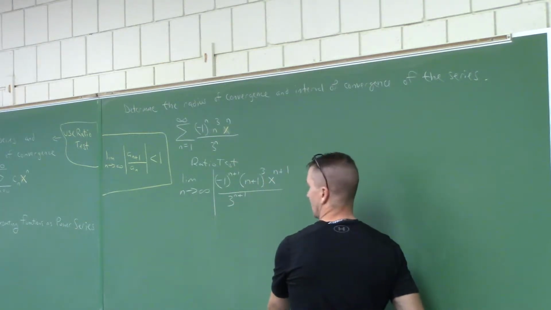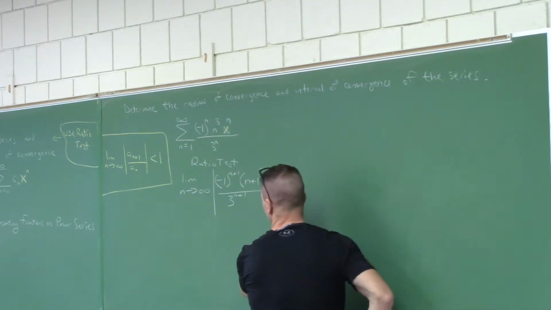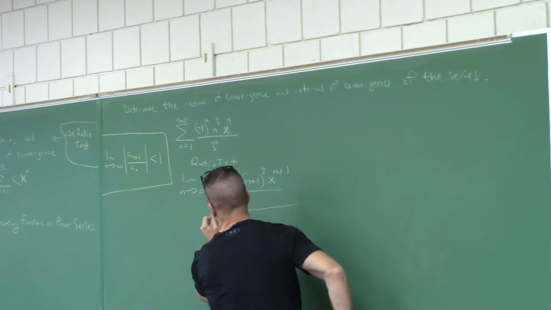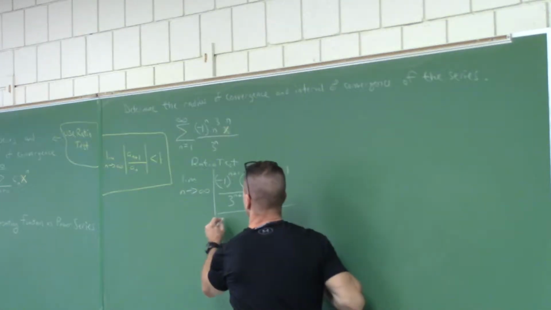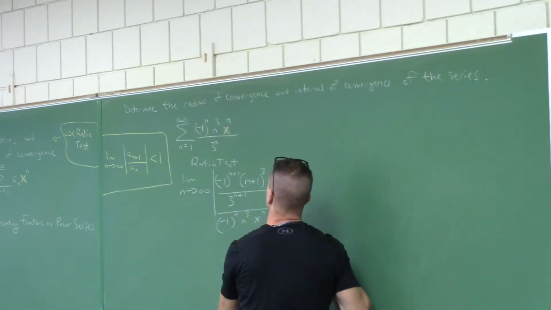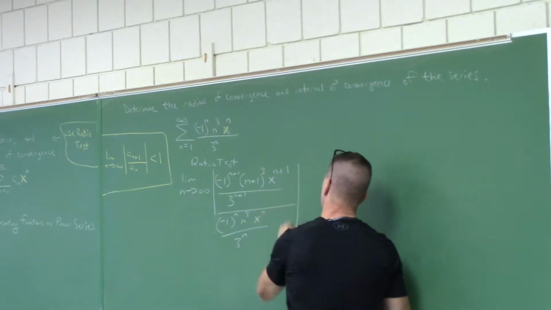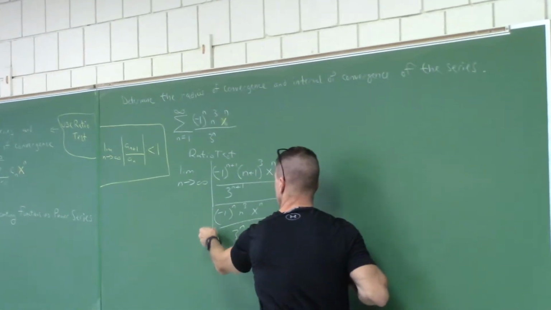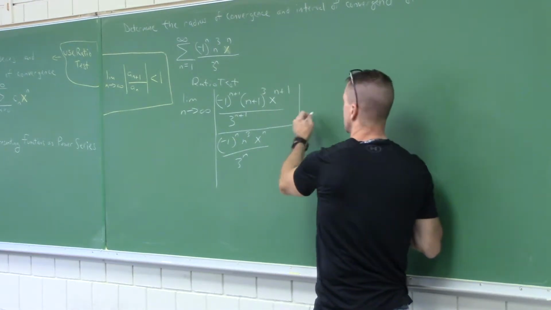Now I got to put this all over what? A long fraction bar. And what's this all over? I just repeat the expression. All right, negative 1 to the n, n cubed, x to the n, all over 3 to the n. Absolute value bars. And when will this converge? I might as well put it over here. When this entire limit is less than 1.